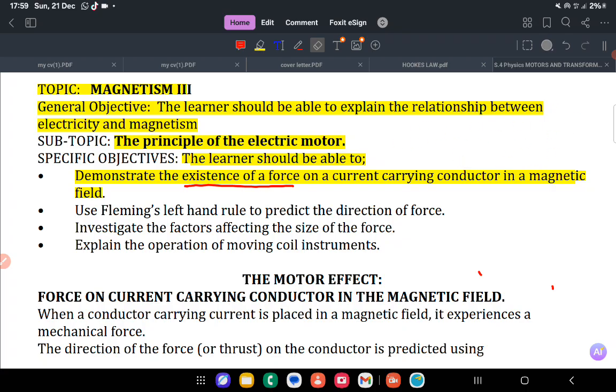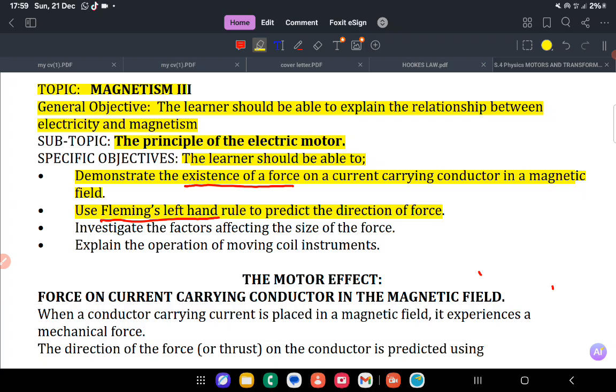We are also going to look at the use of Fleming's left-hand rule to predict the direction of such a force. Don't worry about this. Fleming's left-hand rule is going to come out clear as we go along with the lesson.